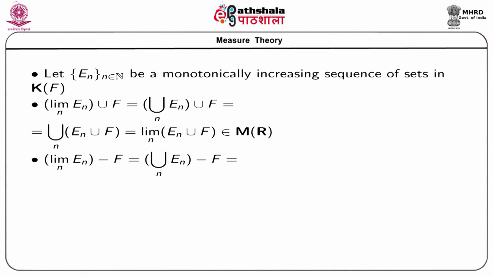If we consider limit of E_n minus F, then this is equal to union of E_n minus F, which is again equal to limit of E_n minus F, which belongs to MR. Here again the same logic is used, that E_n is monotonically increasing. So the E_n minus F sequence is also monotonically increasing, and all the sets belong to MR.